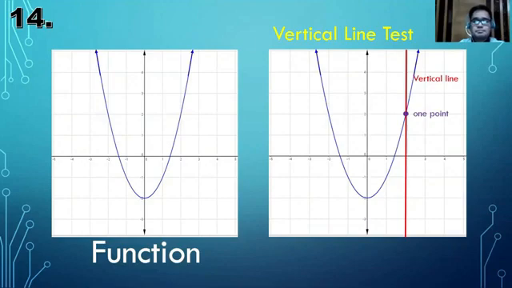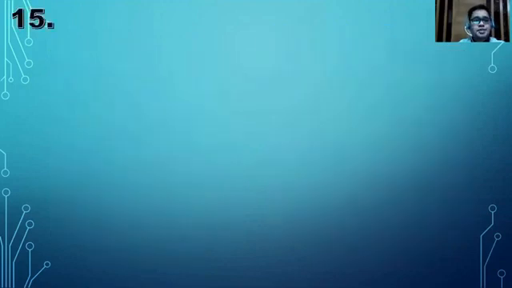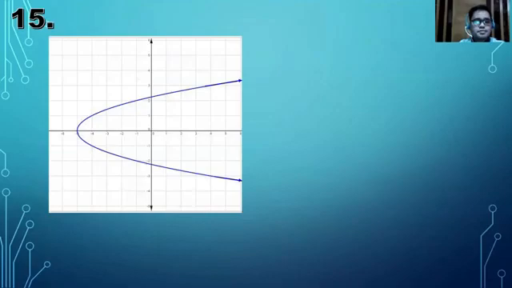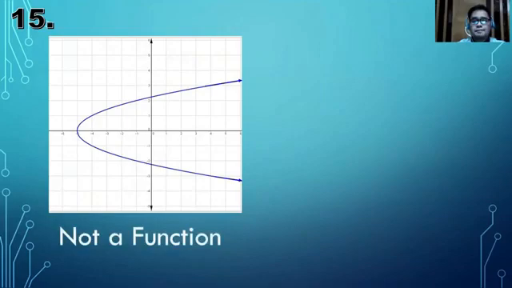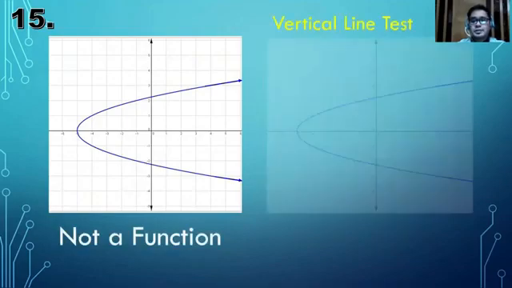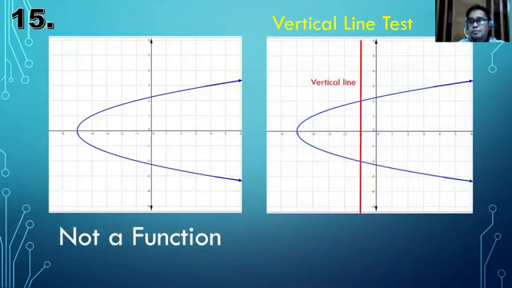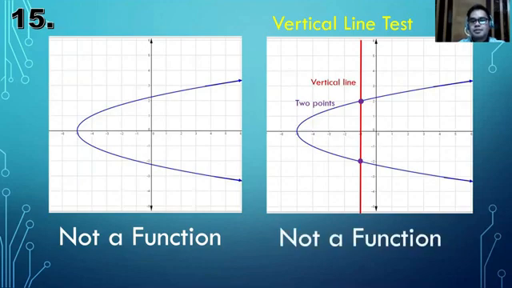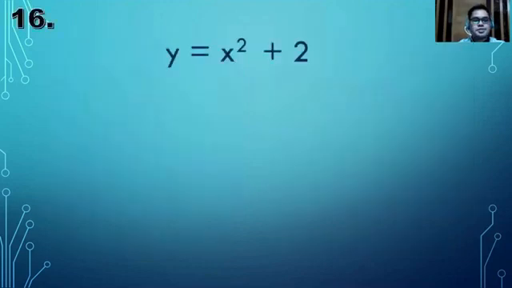Okay. Number 15. Is this a function? Okay, this is not a function. Use the vertical line test. And how many points are there that this vertical line passes through our graph? There are 2 points. And that makes that one not a function.